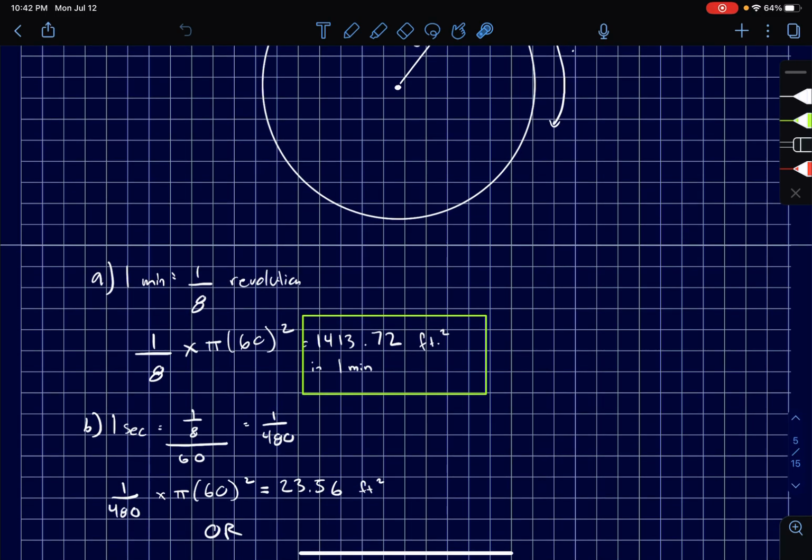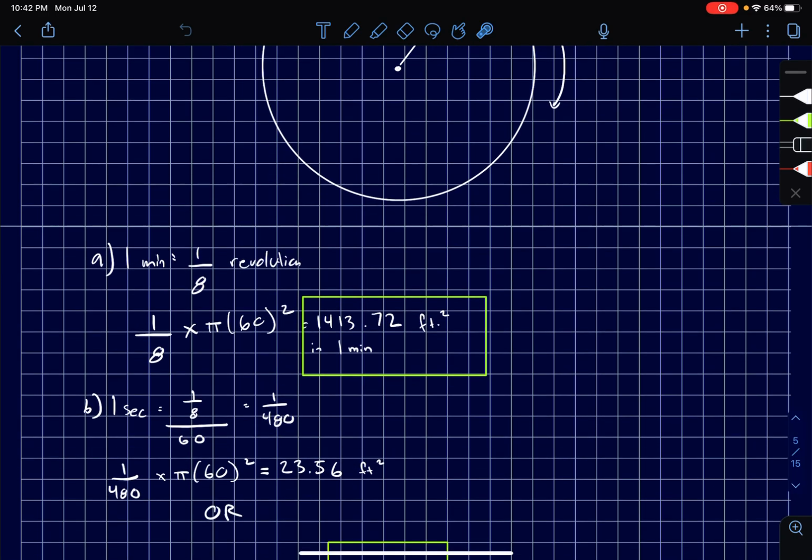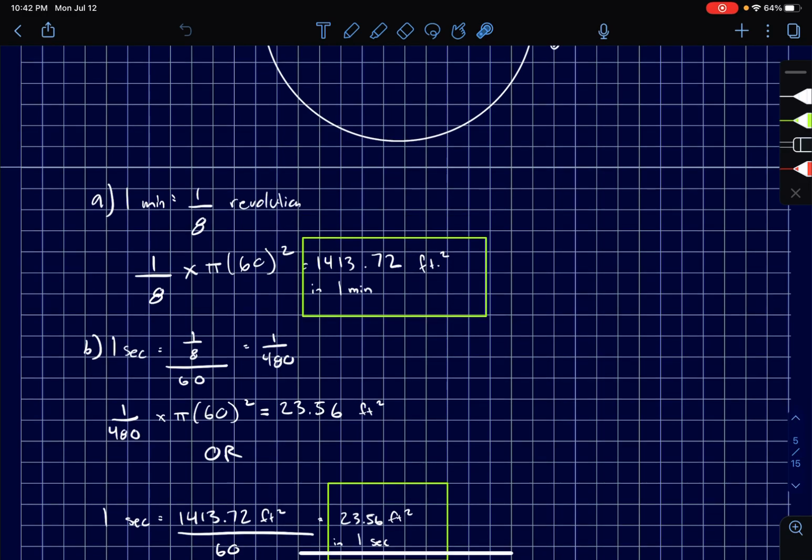Now part B asks us to find how much area is covered in water in 1 second. Again, there are complicated ways of doing this, but I think the easiest way is knowing that we just found how much area is being covered in 1 minute, and since this is moving at a constant rate, we can just take 1/60th of this value for every second, which is going to be 23.56 feet squared.